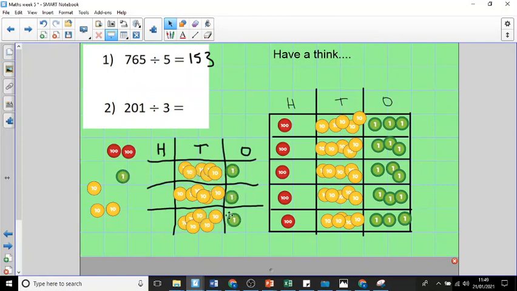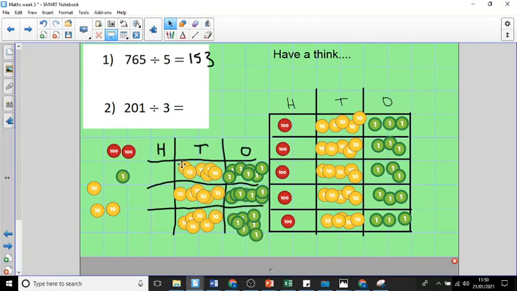1, 2, 3, 4, 5, 6, 7, 8, 9, 10, 11, 12, 13, 14, 15, 16, 17, 18, 19, 20, 21. Okay, so we've got there in the end.